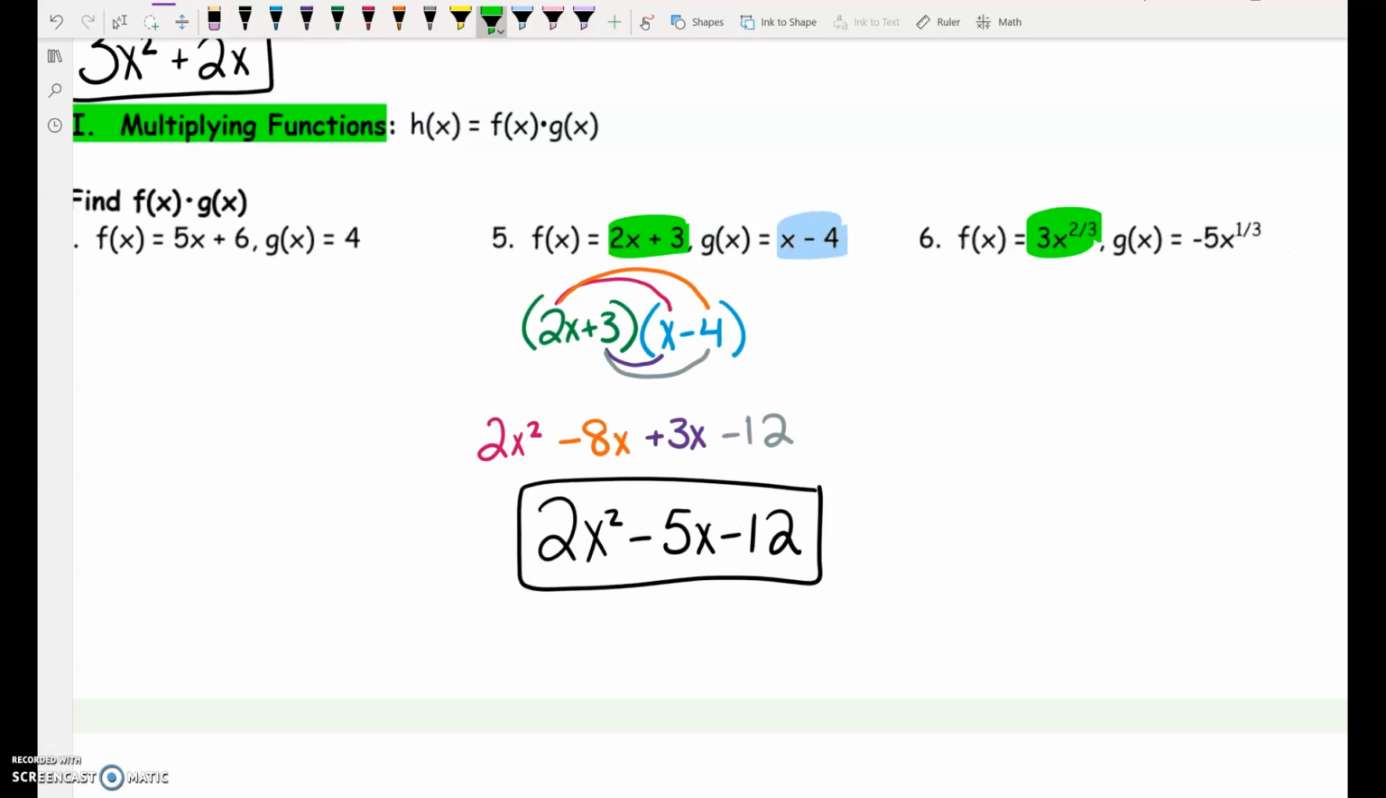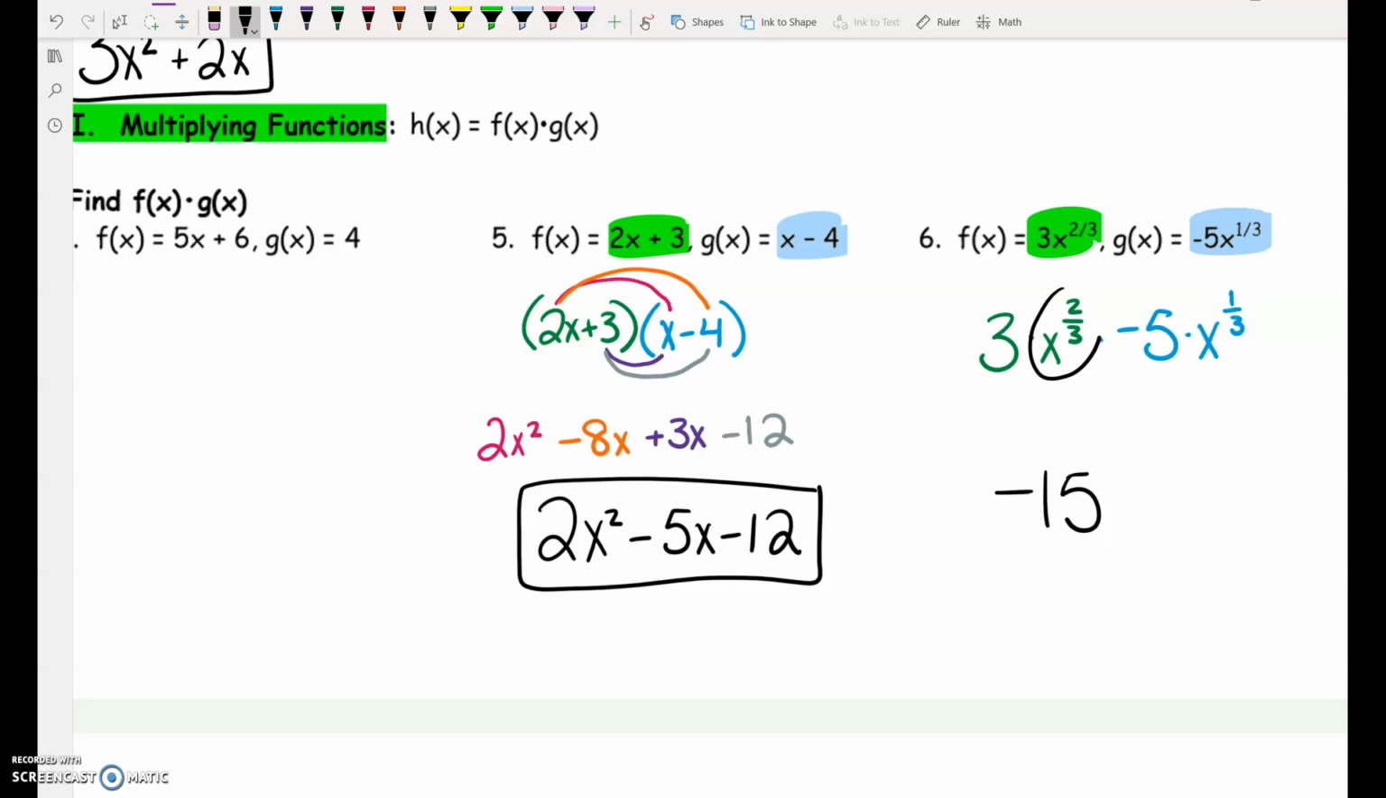Number 6, our f function is 3x to the 2/3, and our g function is -5x to the 1/3. So this is really 3 times x to the 2/3, and -5x to the 1/3. With multiplication, you are multiplying your numbers together. 3 times -5 gives us -15.